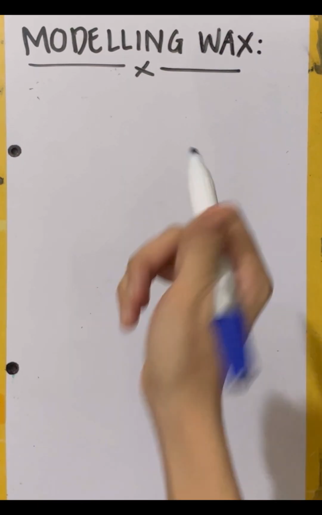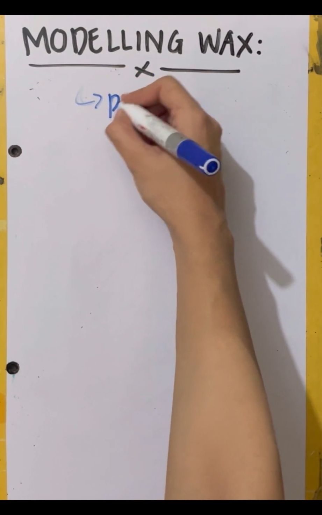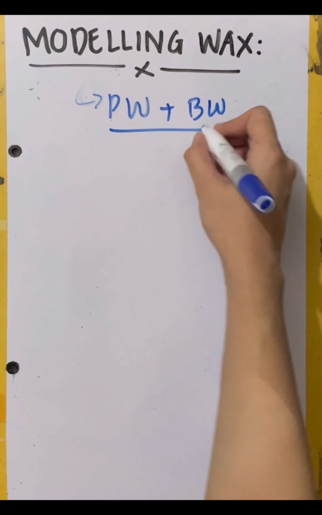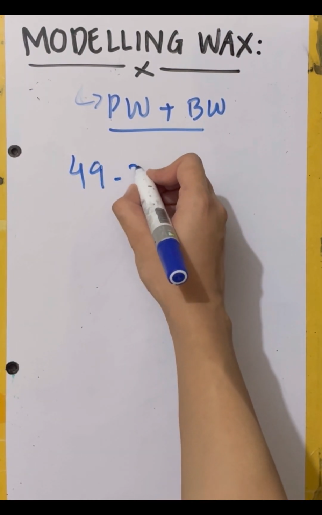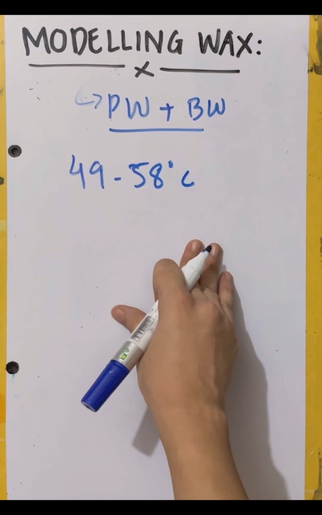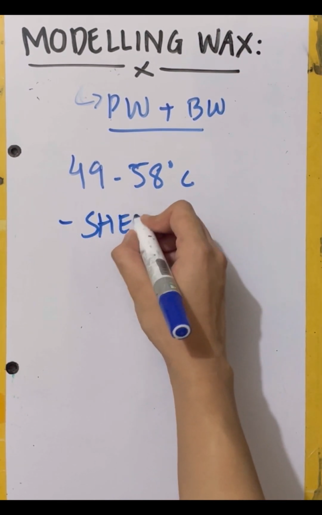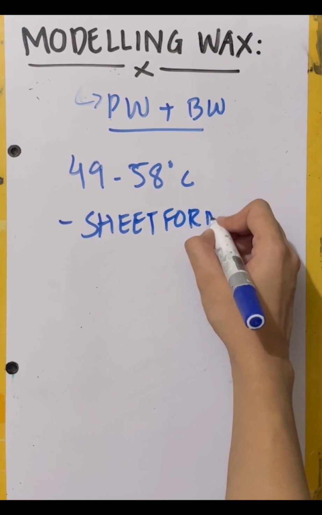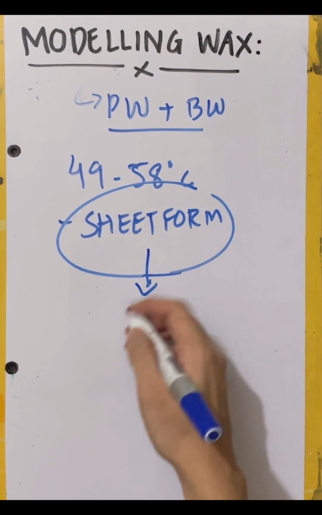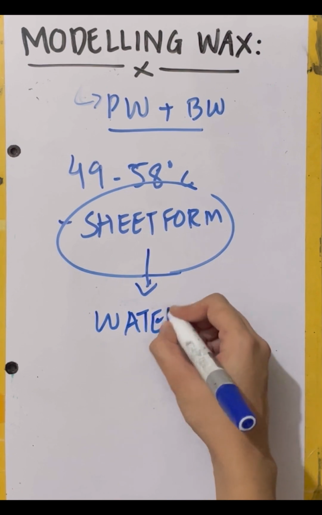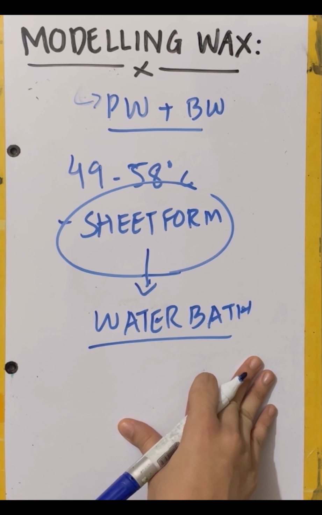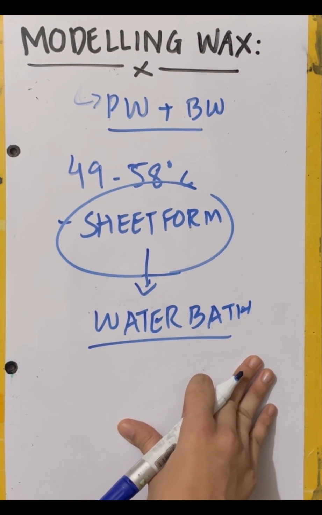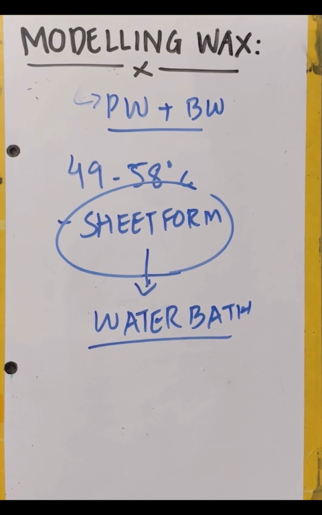The modeling wax is basically a combination of paraffin wax and beeswax. The different properties of modeling wax include the melting point, which is in the range of 49 to 58 centigrade, and it is supplied in sheet form, as we saw in the picture. The sheet form is softened by a water bath. Why are we using a water bath? Because it enables us to control the thickness, because thickness of wax will control denture thickness. The wax should be tough enough to resist fracture.